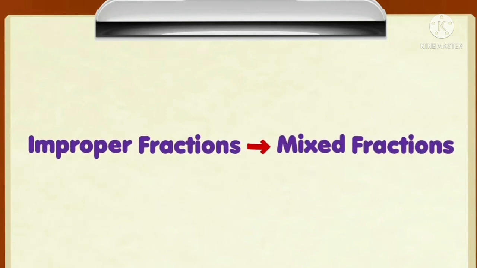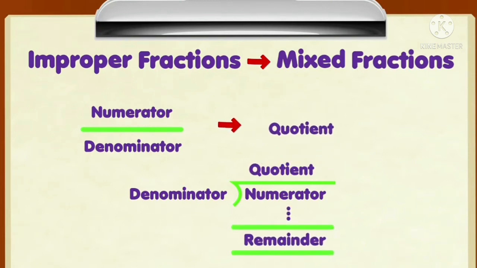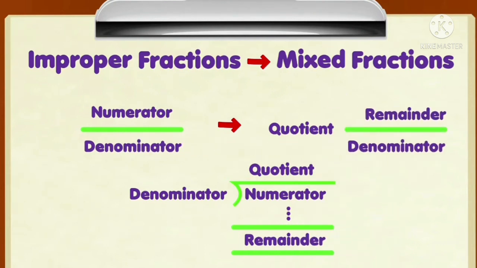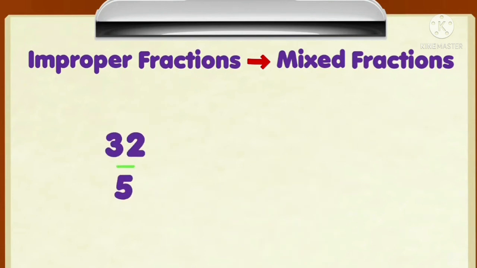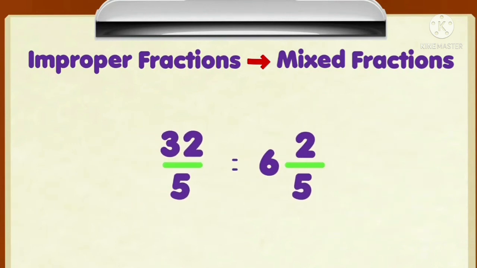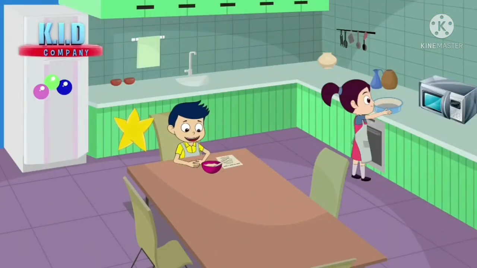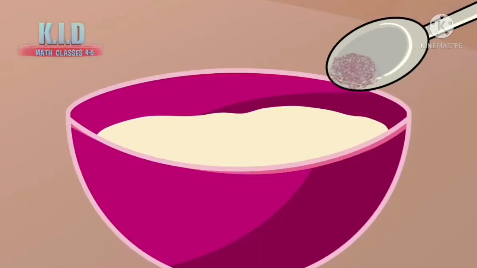To convert an improper fraction to a mixed fraction, divide the numerator by the denominator. The quotient obtained is the whole number. The remainder is the numerator of the fractional part of the mixed fraction and the denominator remains the same. Example, 32 upon 5 is an improper fraction. Divide 32 by 5. The quotient is 6 and remainder is 2. Hence, 32 upon 5 equals 6 and 2 upon 5. So, 1 teaspoonful and another half a teaspoon of vanilla essence.